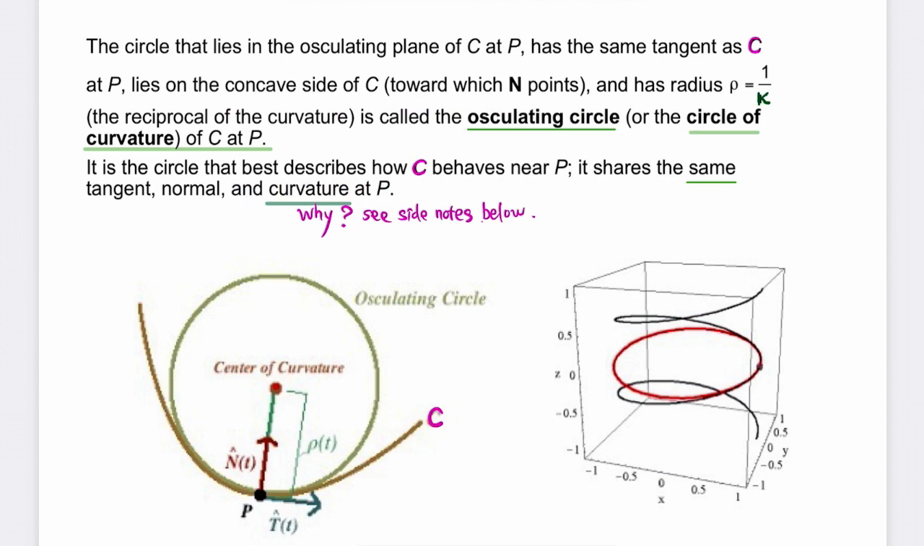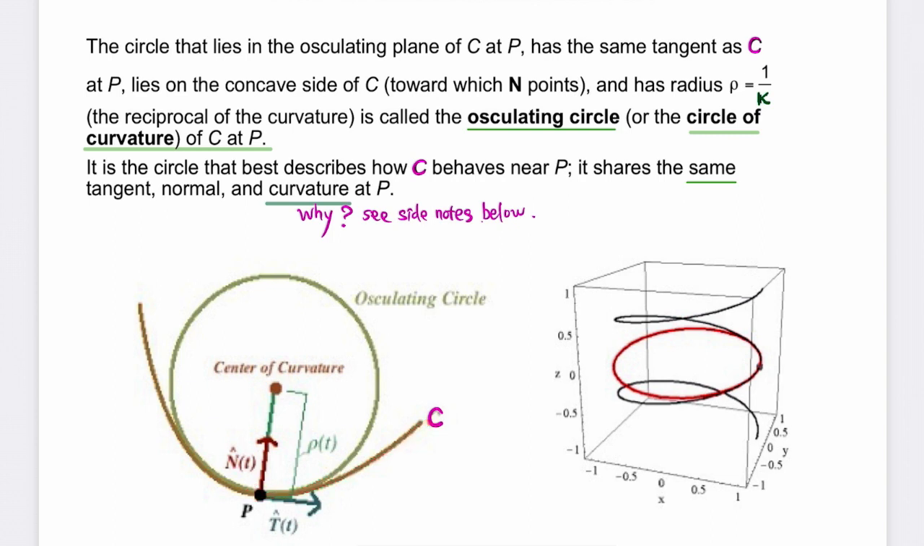So the tangent of this circle will be this, and that's also the tangent to this curve C at this point. Now for this circle, we're going to make the radius 1 over the curvature of this curve at this point P, so 1 over K. So this circle over here, we call that the osculating circle, and we also call that the circle of curvature of this curve at this point P.